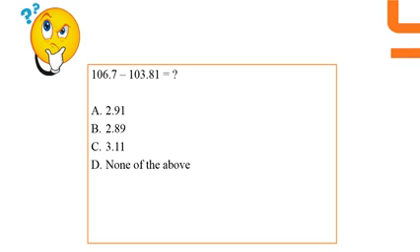So I've already read the question. Now let's see the options. 2.91, 2.89, 3.11 and none of the above. Okay, so these are the four options, and now we'll see how to solve such a question.